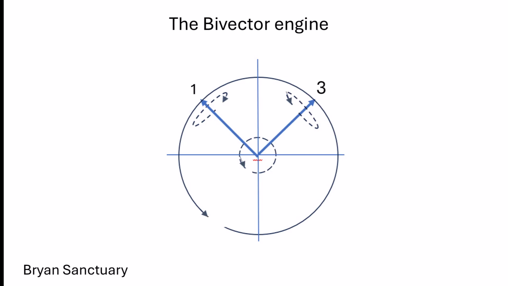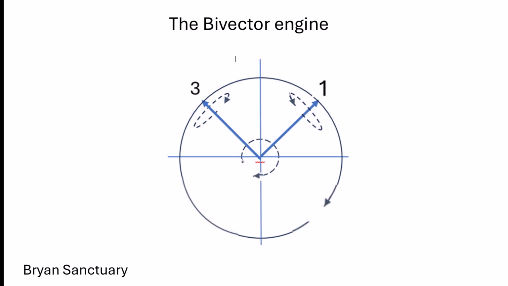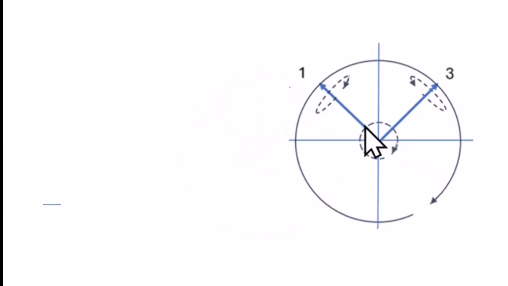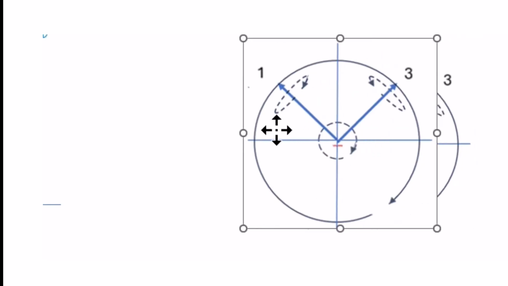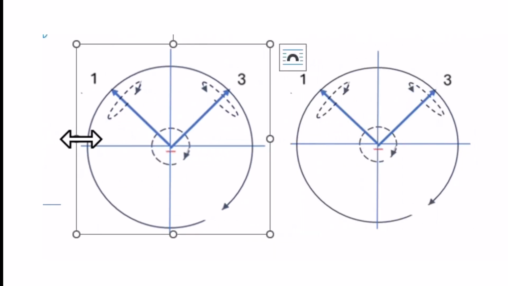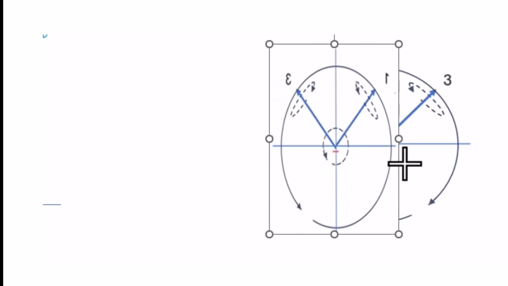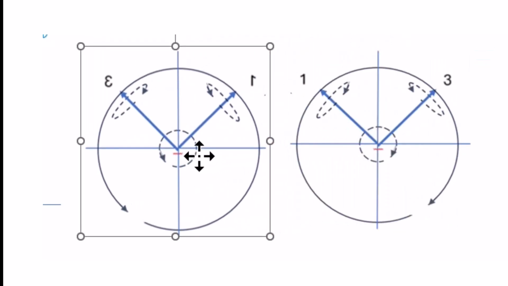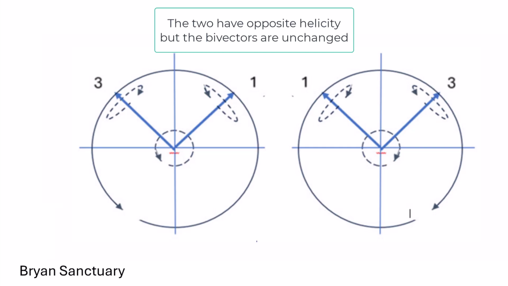If we reverse the precession of the torque axis 2 to left, then the leading blade is now 1 and right by a right-handed rule. Here is an animation. Copy the bivector and then invert it in Word. The two now have opposite helicity about the torque axis, but the sense of the counterprecession has not changed.